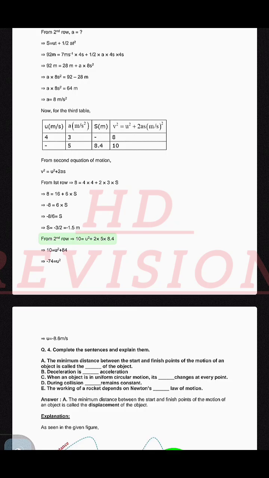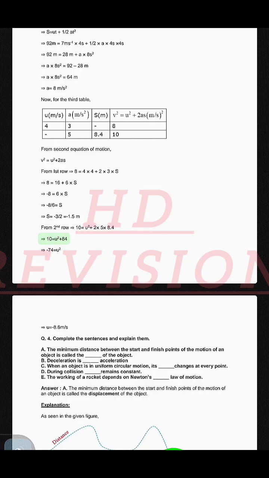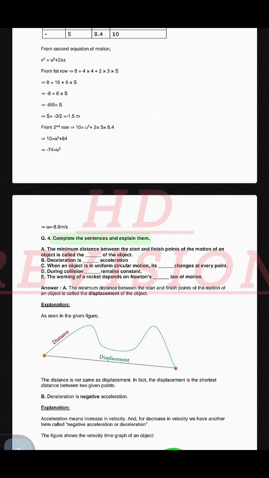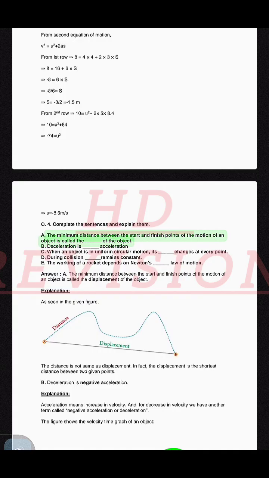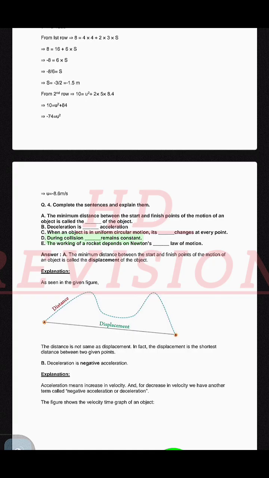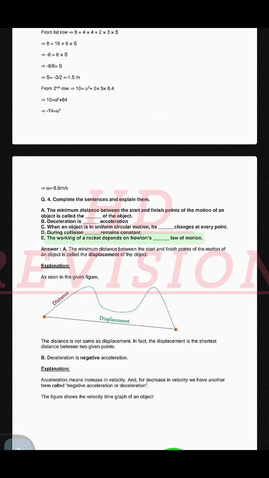From the second row, 10 equals u² plus 2 times 5 times 8.4. 10 equals u² plus 84. Minus 74 equals u², u equals minus 8.6 meters per second. Q4. Complete the sentences and explain them. A. The minimum distance between the start and finish points of the motion of an object is called the underscore of the object. B. Deceleration is underscore acceleration. C. When an object is in uniform circular motion, its underscore changes at every point. D. During collision underscore remains constant. E. The working of a rocket depends on Newton's underscore law of motion.